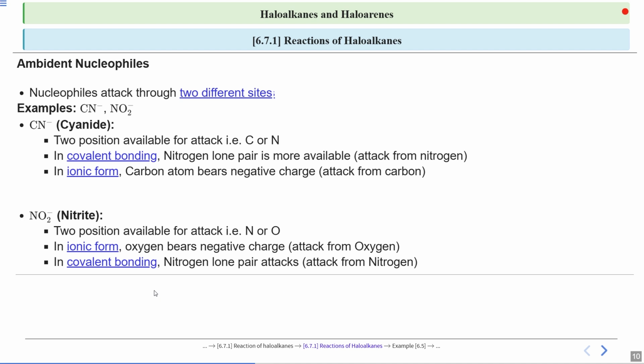When the bonding forms between the carbon of the alkyl group and the oxygen of the nitrite nucleophile, then alkyl nitrites will be formed. When the linkage happens between the nitrogen atom of this nitrite nucleophile and the carbon atom of the alkyl group, then nitroalkanes will be formed. So these are examples of ambident nucleophiles, which contain two different sites to attack the carbon of the alkyl group.